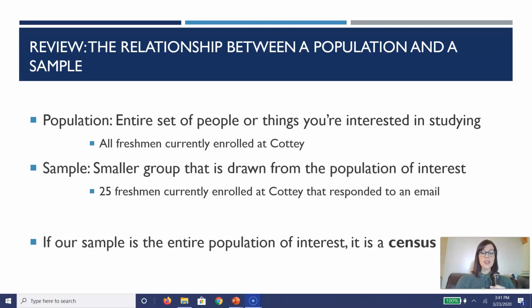Now, occasionally your sample ends up being the entire population of interest. In those particular instances, that is what is known as a census. I did talk a little bit about a census when we talked about surveys in the lecture that I posted.